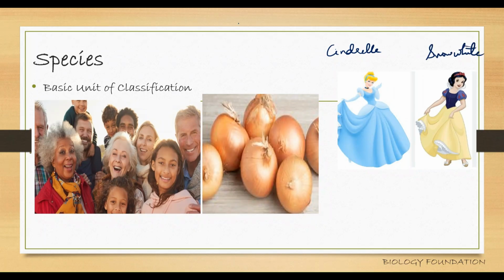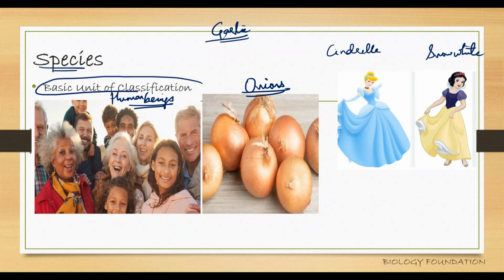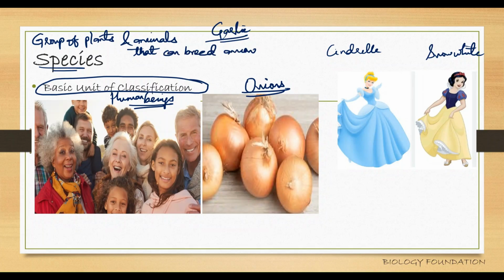In the same way, human beings are one species. All human beings belong to the same species. Onions belong to the same species. All garlic belong to the same species. What is species? It's the basic unit of classification. Species are basically a group of animals or plants that can breed among themselves. What do I mean by this?